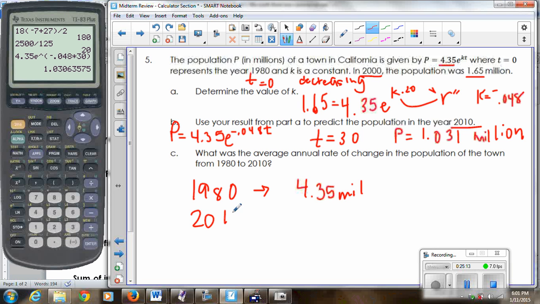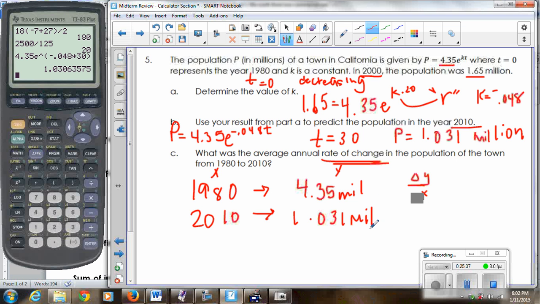And then in 2010, we just figured out that the population was 1.031 million. So when it's asking about rate of change, just go back to what you did in Algebra 1 and find the slope. So essentially, if I call this x and I call this y, I'm looking for the change in y over the change in x.